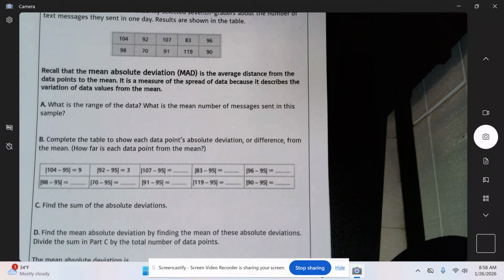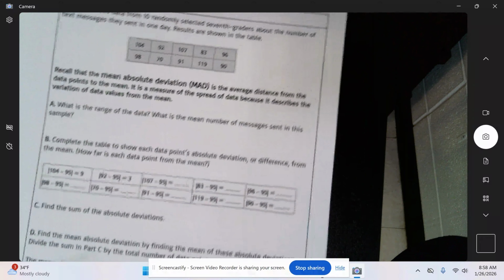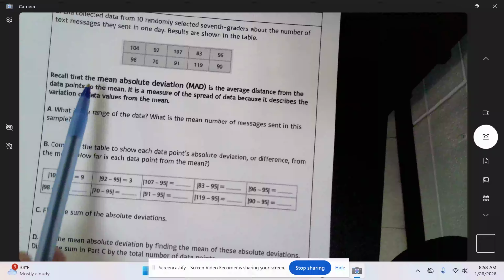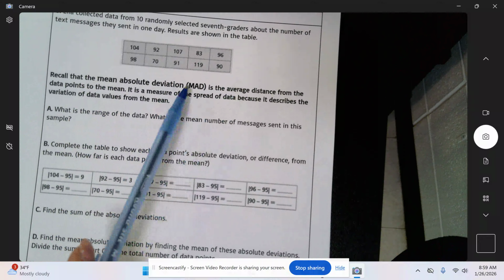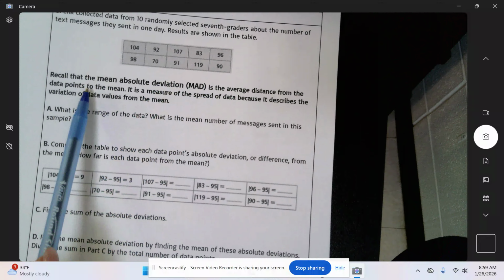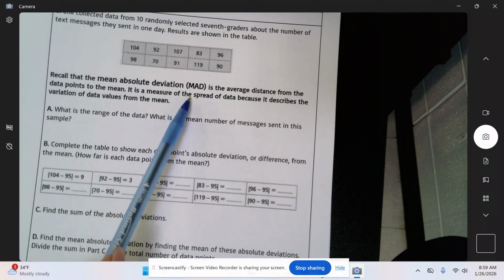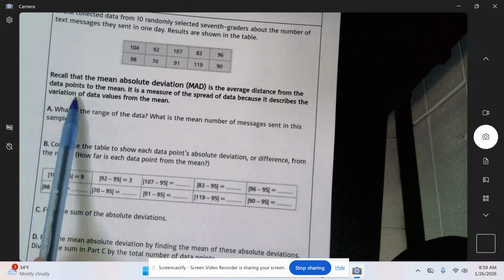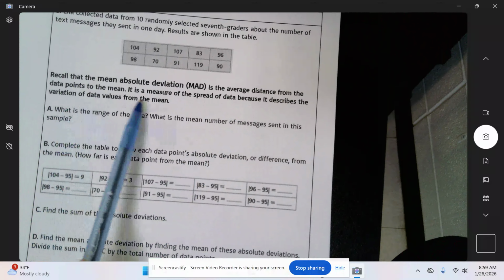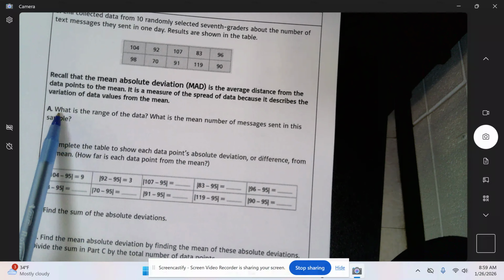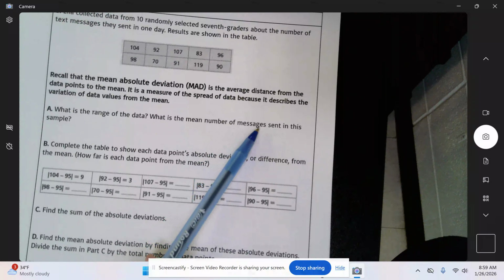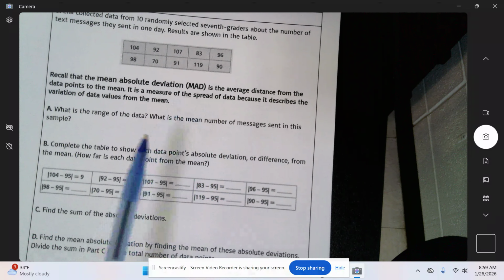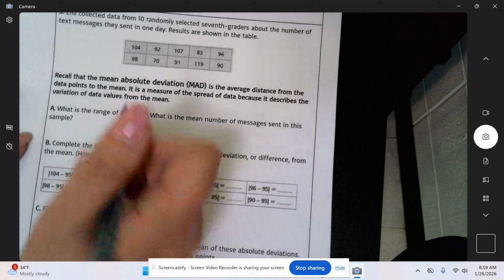All right. It says we're going to be looking for the MAD. Remember, the MAD is the average distance from the data points to the mean. It is a measure of the spread of data because it describes the variation, or how spread out the data values are from the mean. All right, find the range of the data. What is the mean number of messages sent in this sample? So first they want us to find the range.